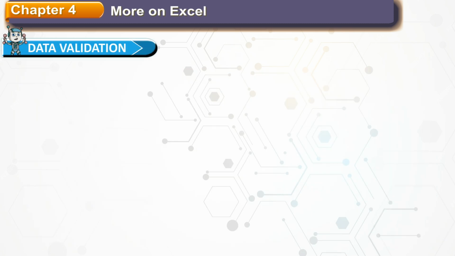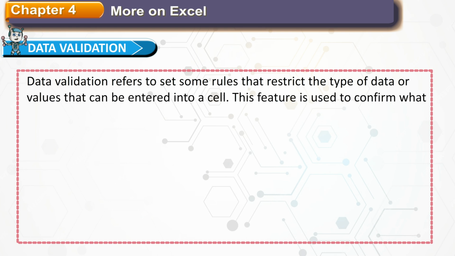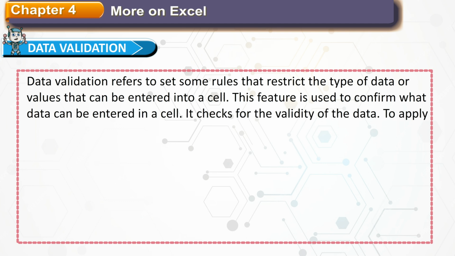Data validation. Data validation refers to setting some rules that restrict the type of data or values that can be entered into a cell. This feature is used to confirm what data can be entered in a cell. It checks for the validity of the data. To apply data validation, follow the given steps.